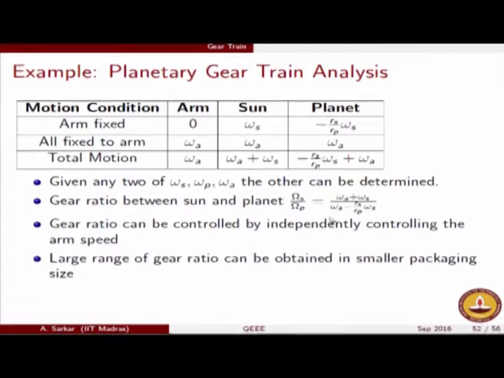So this is one crucial application, and therefore a large range of gear ratios can be obtained in a smaller packing size, and this is exactly the advantage in our typical scooter type of arrangements that we get these days. All the scooters usually have automatic transmission, and in these automatic transmissions you will get to see a planetary or an epicyclic gear train arrangement.